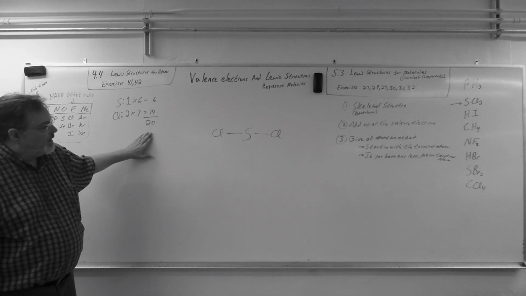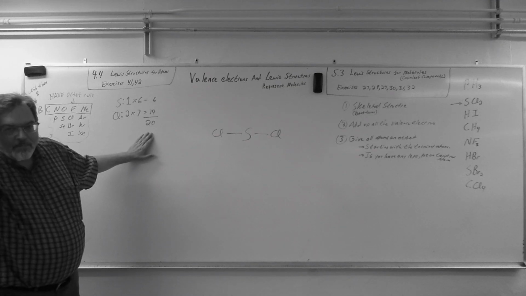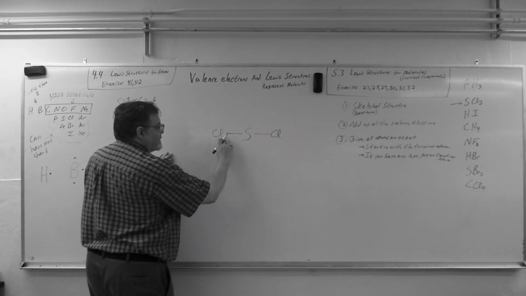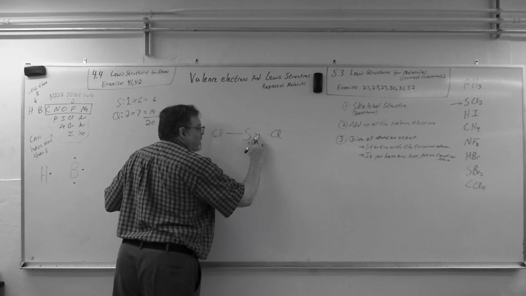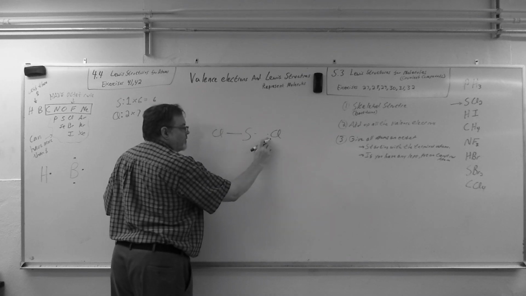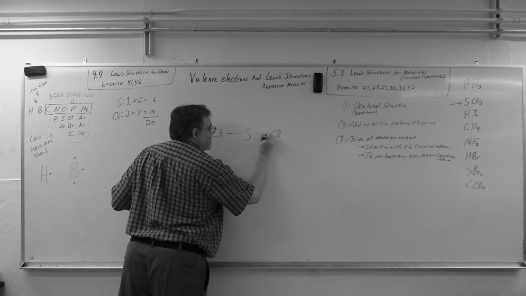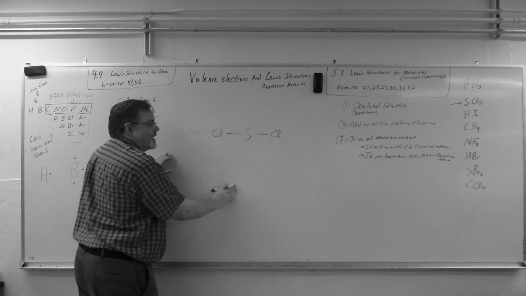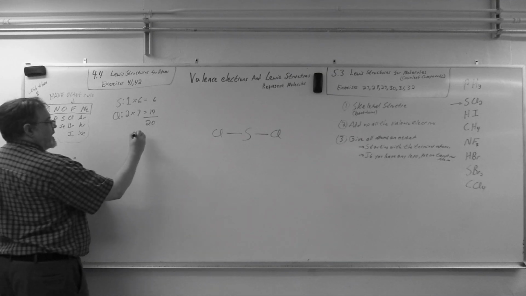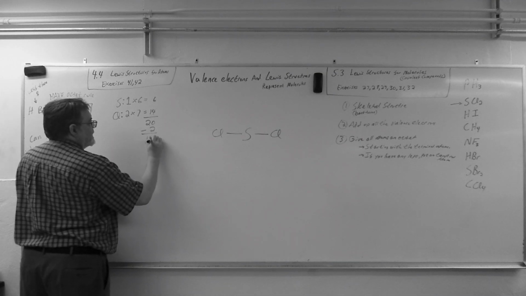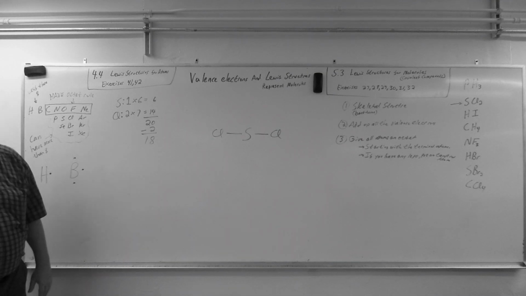I've added these up. In order to make my backbone, I had to use 2 electrons here, 2 electrons here. Remember that these lines are representing paired electrons, 1 from sulfur and 1 from chlorine. So there's 2 electrons there and 2 electrons there. I had to use those just to make my backbone structure. So I'm going to subtract 2 that I've used. Now I'm down to 18. I've got to get 18 more on here.